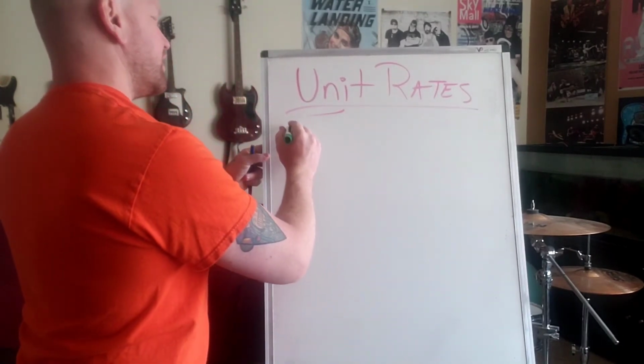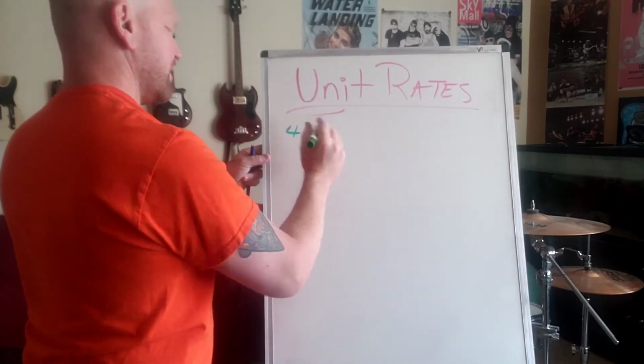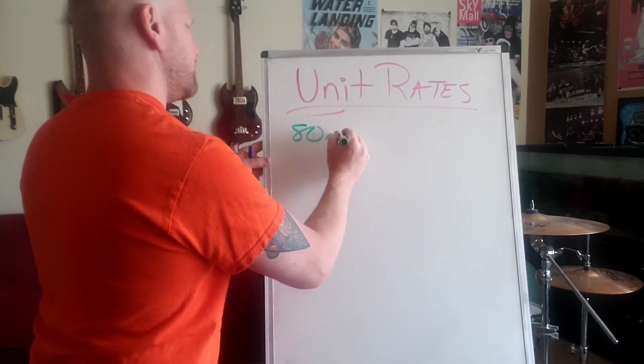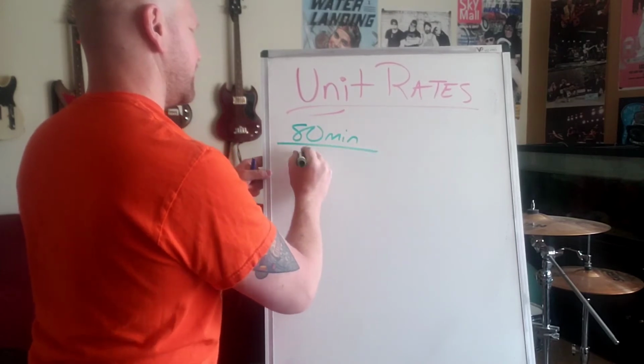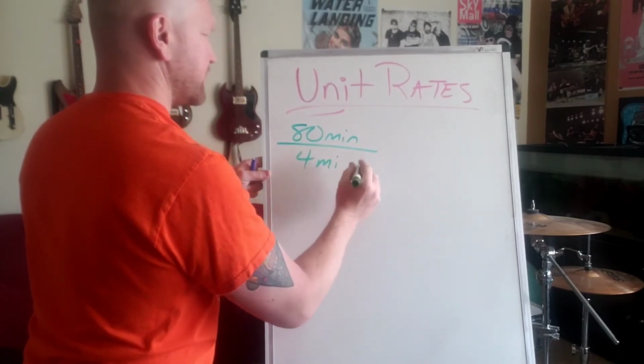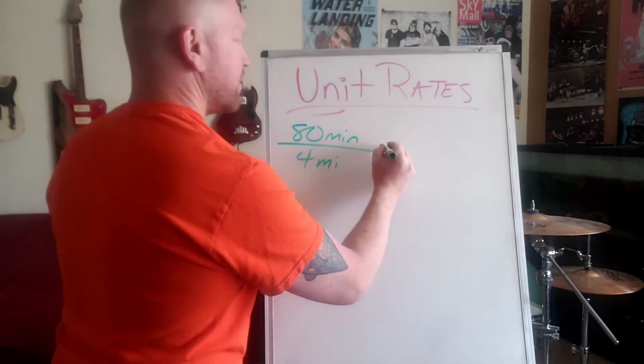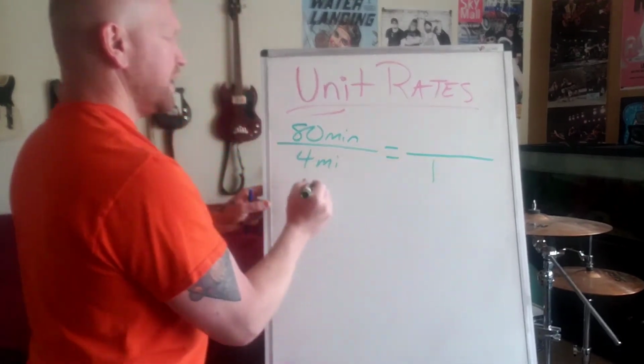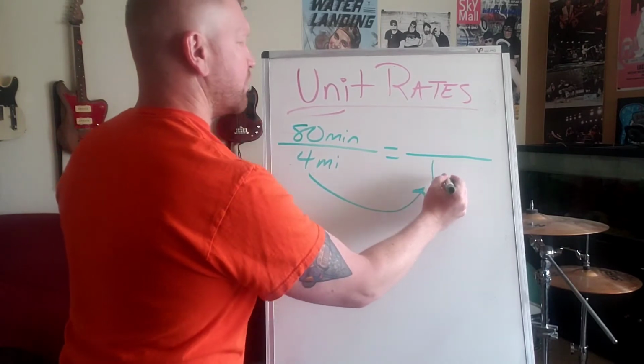Okay, so let's take that last example we had. The last example we had was 80 minutes, 4 miles. But let's make this equivalent to a different rate where, again, the denominator is 1. Instead of 4 miles, let's make it 1 mile.